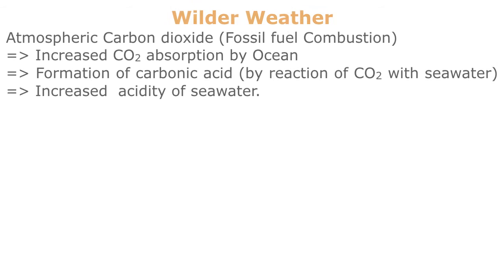Then, wilder weather. Carbon dioxide is added to the atmosphere whenever people burn fossil fuels. The ocean plays an important role in keeping Earth's carbon cycle in balance. As the amount of carbon dioxide in the atmosphere rises, the ocean absorbs a lot of it. In the ocean, carbon dioxide reacts with seawater to form carbonic acid. This causes the acidity of the seawater to increase.